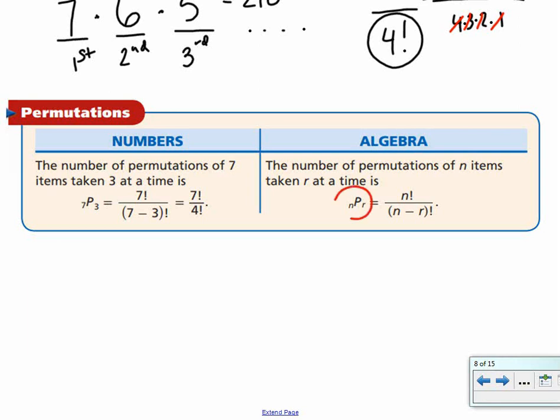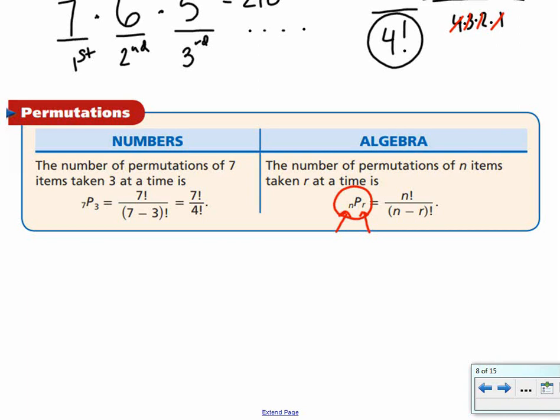You'll see here this notation, the capital P stands for permutation. Again, the N is your total number of objects, and the R is how many you're taking at a time. So a permutation of N items chosen R at a time is this equation, N factorial over N minus R factorial.